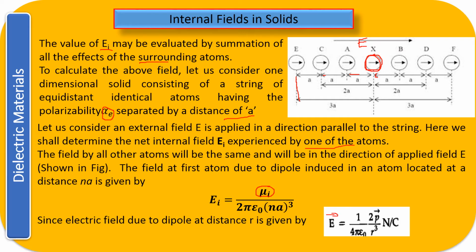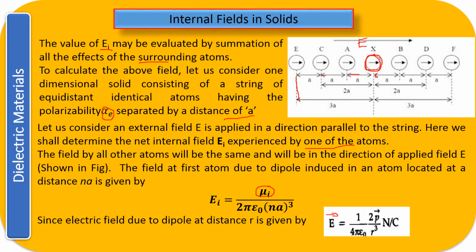You have the two conditions you must have done at your 10+2 level: end-on position and broad-on position. So it is an end-on position. So what you are going to do, you are calculating at one axis. That is given by 1 upon 4 pi epsilon naught 2p, where 2p is your dipole moment, upon r cube. R is your distance, Newton per Coulomb, right?